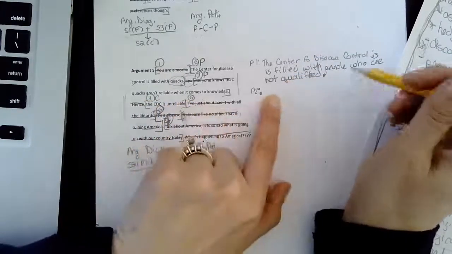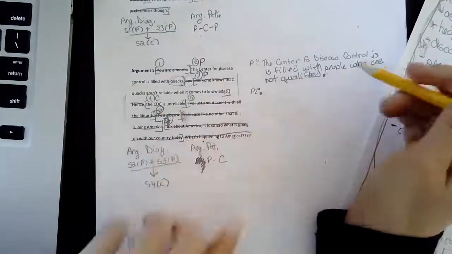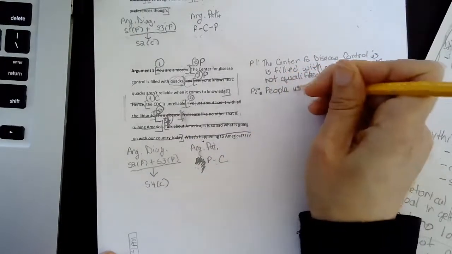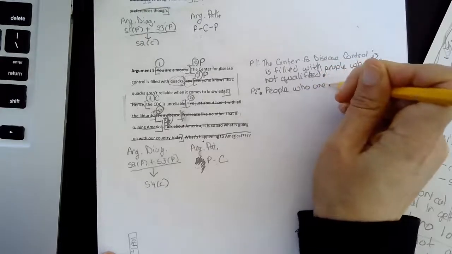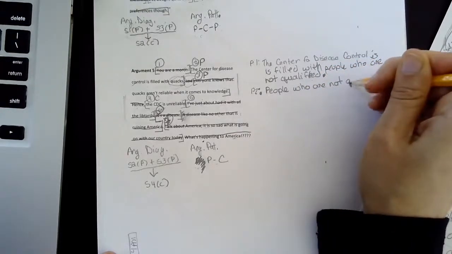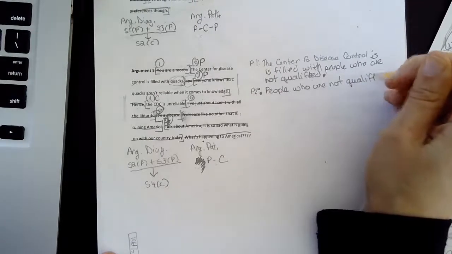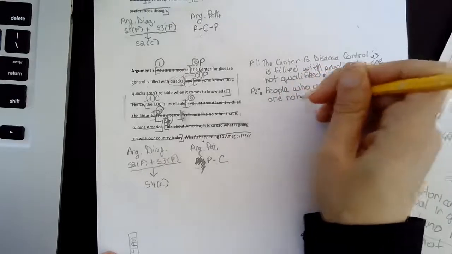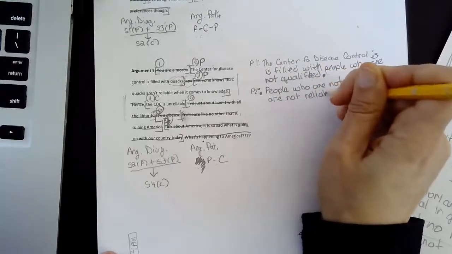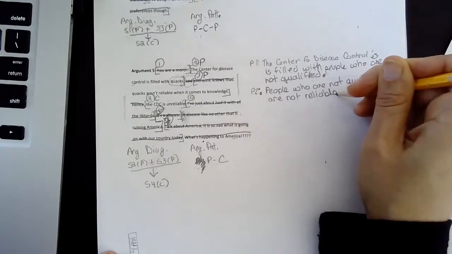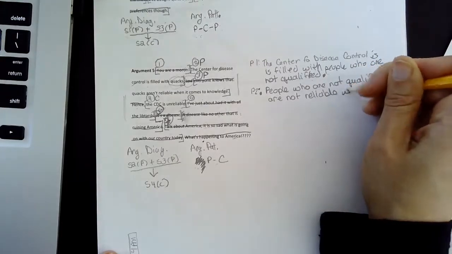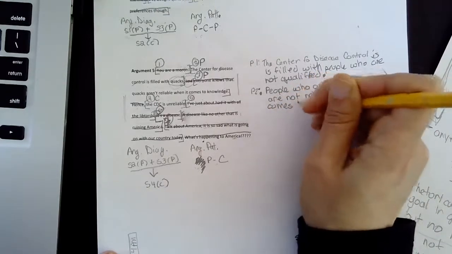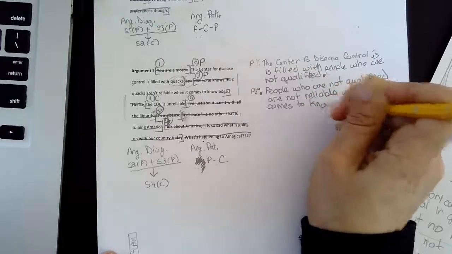So what did we replace quacks with? We're going to use the same syntax since I went ahead and used this version here. People who are not qualified are not reliable when it comes to knowledge.